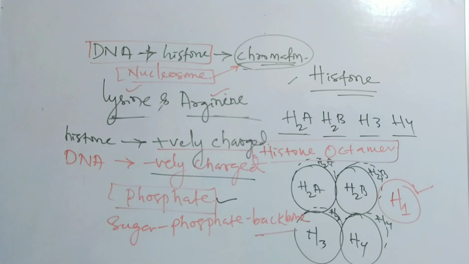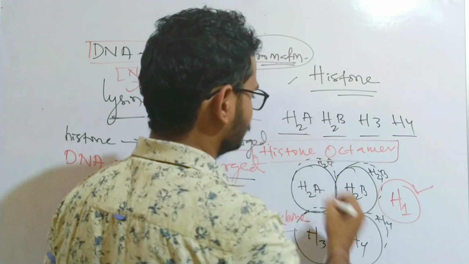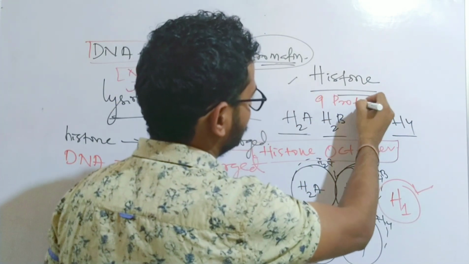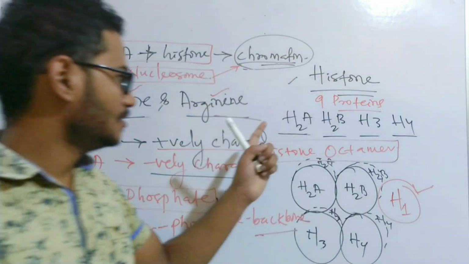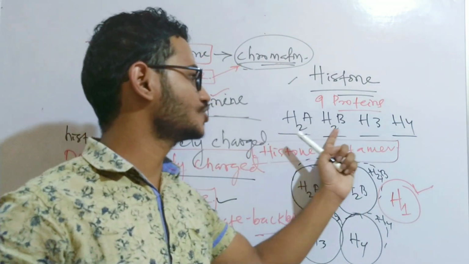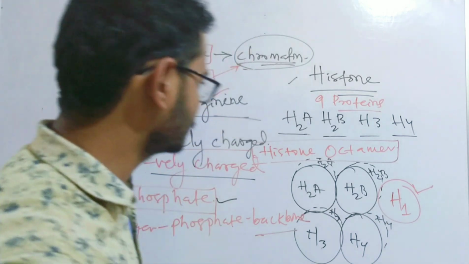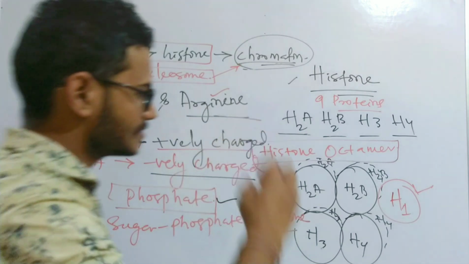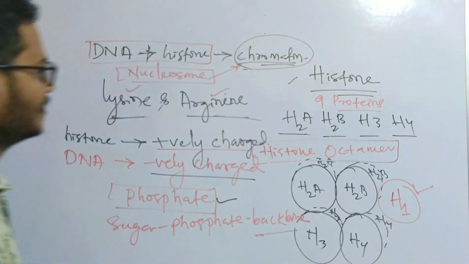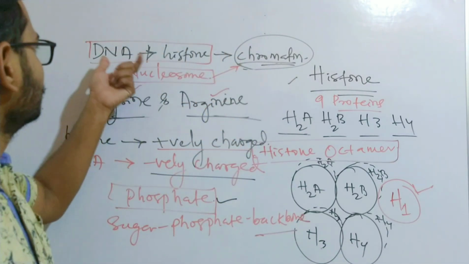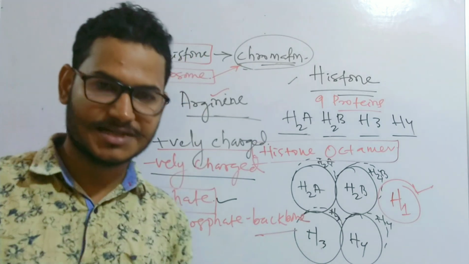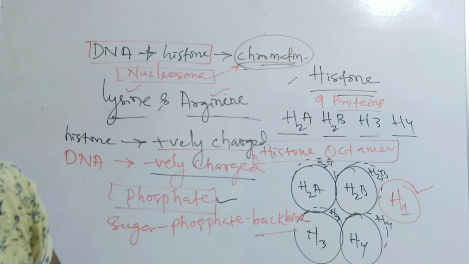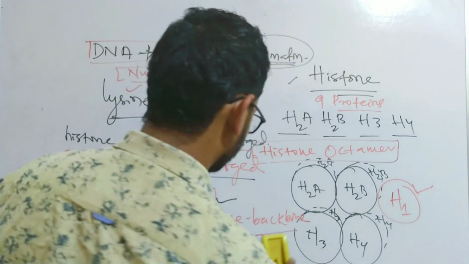Clear? So we already know that there are 9 proteins in histone. These 4, H2A, H2B, H3 and H4, are in pairs, and H1 is single. Only one H1 protein is present. So how is this DNA bound to the histone, and how does it form the nucleosome? Let's see. The nucleosome structure is formed like this.